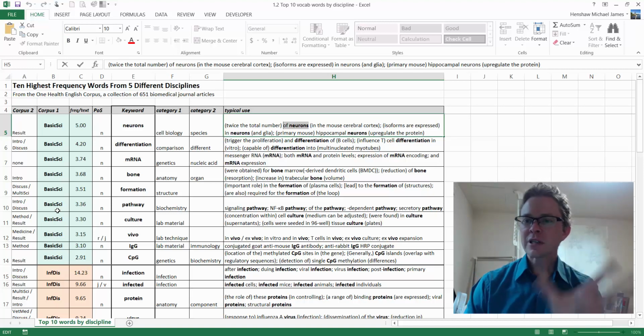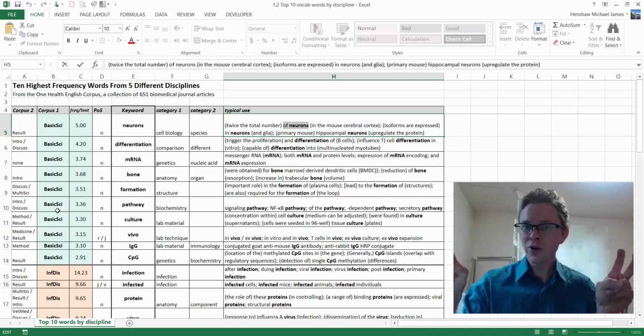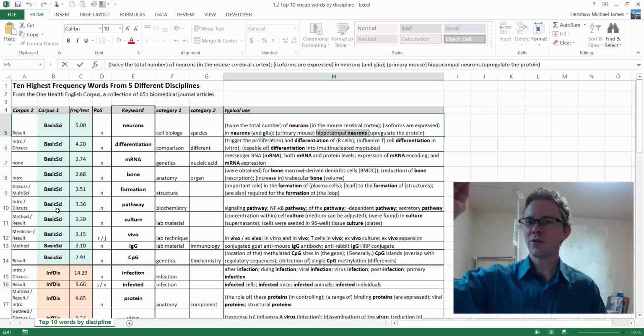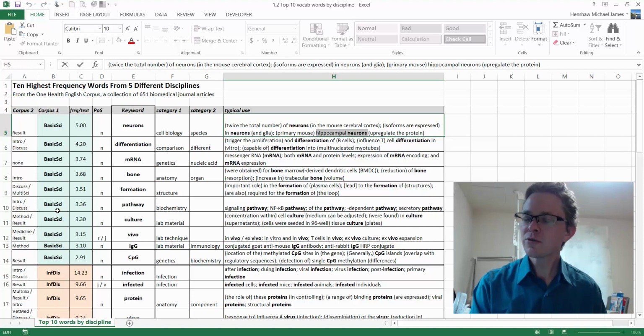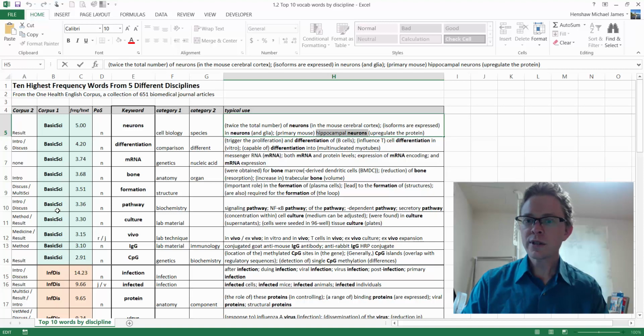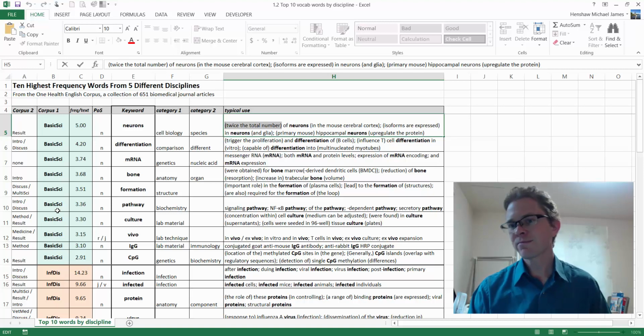So in the first listed one, it says "of neurons." So that means that the phrase "of neurons" is used more often than the phrase "in neurons." And next we have the phrase "hippocampal neurons." So not always the case, but in general, I organized it in order of frequency. The words that are in parentheses are not statistically significant, but I put them in as a representative sample to help you get a sense of how writers are using these words.